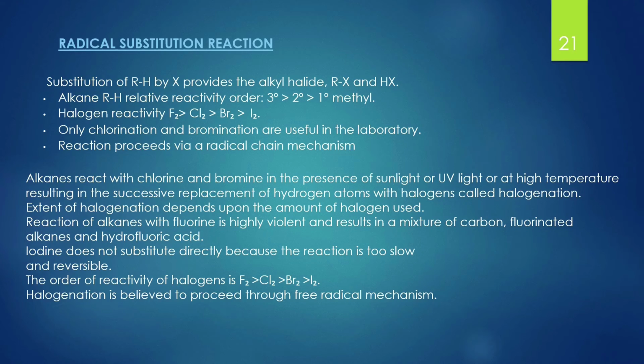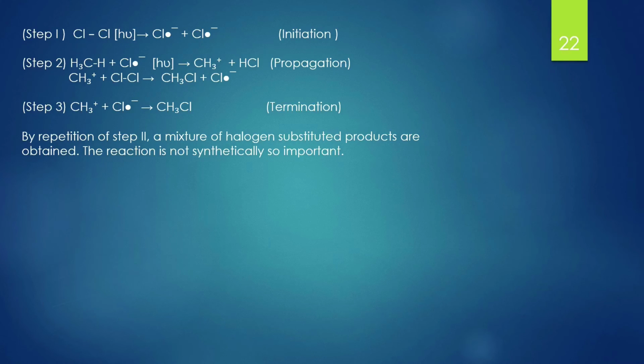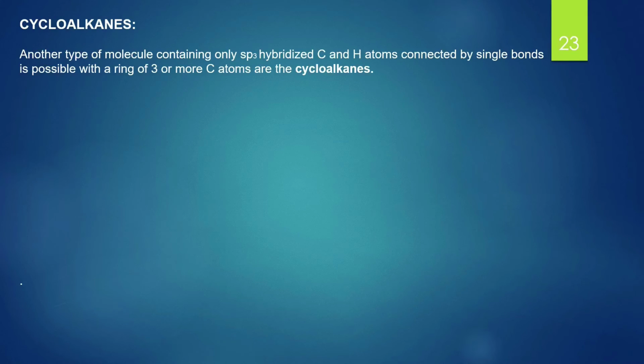Halogenation is believed to proceed through a free radical mechanism. It involves the following three steps. Cycloalkanes. Another type of molecule containing only sp3 hybridized carbon and hydrogen atoms connected by single bonds is possible with a ring of 3 or more carbon atoms. These are cycloalkanes.